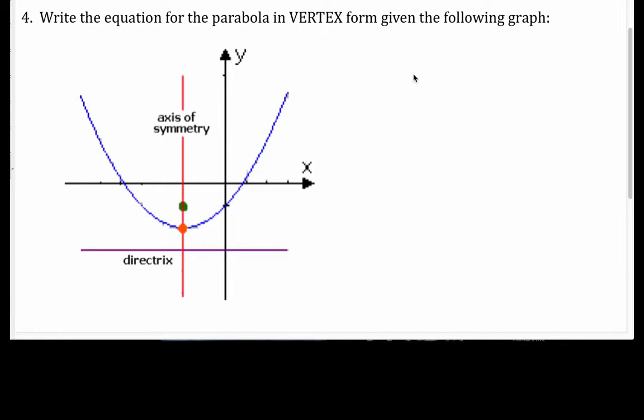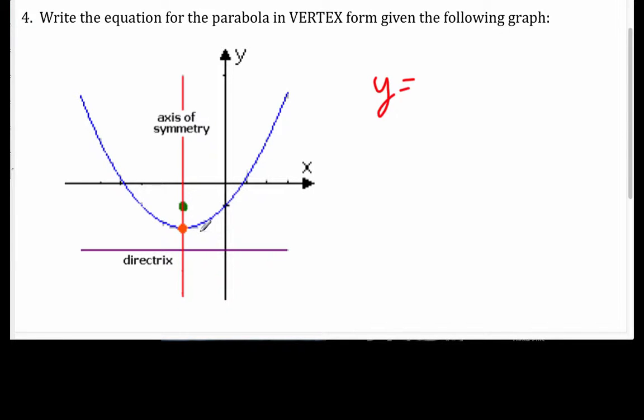All right, so let's take a look at example 4. Here we have to go through and write the equation for the parabola. It's in vertex form, and we're only given this graph right here. So one of the first things I've got to do is figure out what information I have. Knowing that this is an upward-opening parabola, I know this is going to be y equals. I know that a is positive because it opens upward.